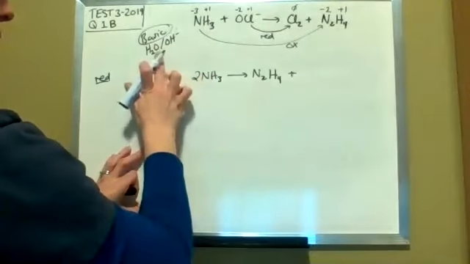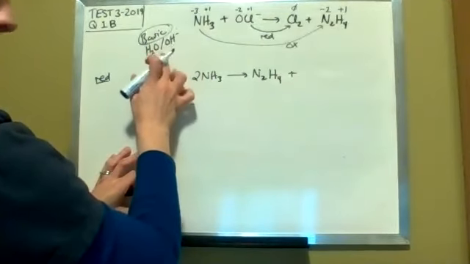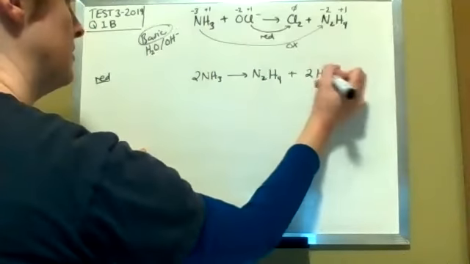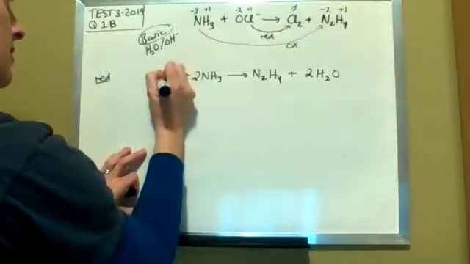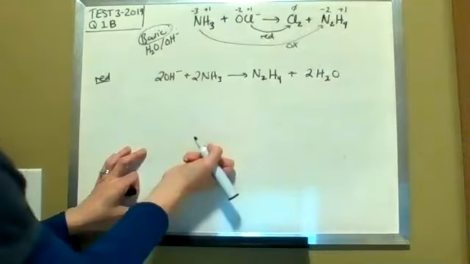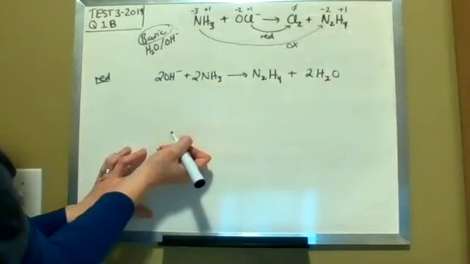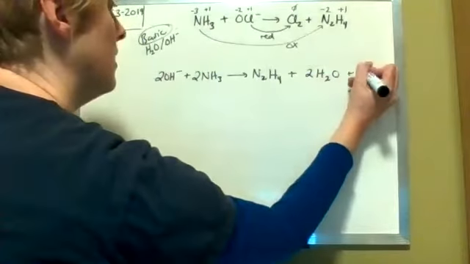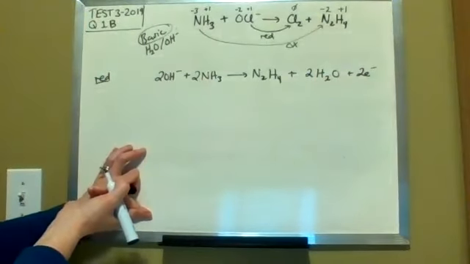That's where I'm going to add the 2 waters, but then balance that extra OH that got added with it with another OH. So I want to have 2 waters, 1 per hydrogen that I wanted to add, and then balance out those OH minuses over to the side here. And the last thing we have to do, electrons. 2 electrons over on this side.